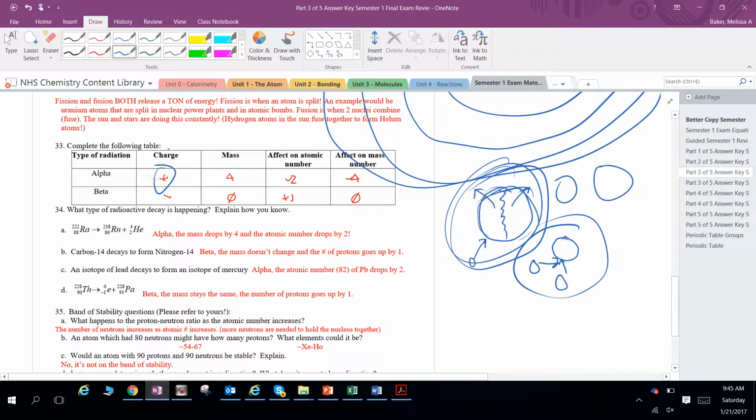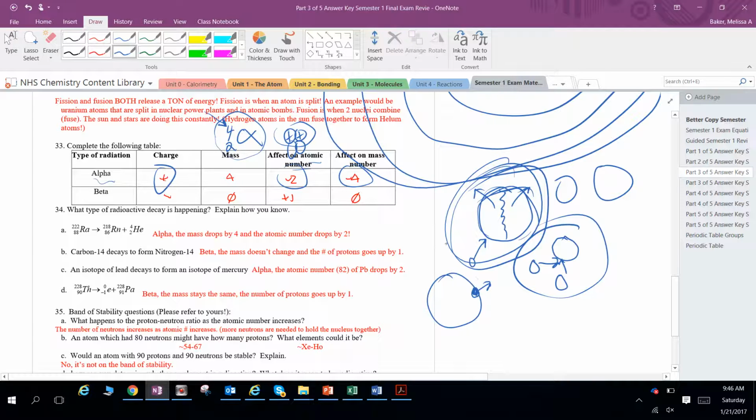An alpha particle has a positive charge, and it's made of 2 protons and 2 neutrons. So it makes sense that it has a positive charge because protons are positive. When something loses an alpha particle, because it had 2 protons, that's the atomic number. The atomic number goes down by 2. And because it's made of 2 protons and 2 neutrons and weighs 4, the mass goes down by 4. So in alpha decay, you're starting with a big, heavy nucleus, and a chunk of it actually just goes away.